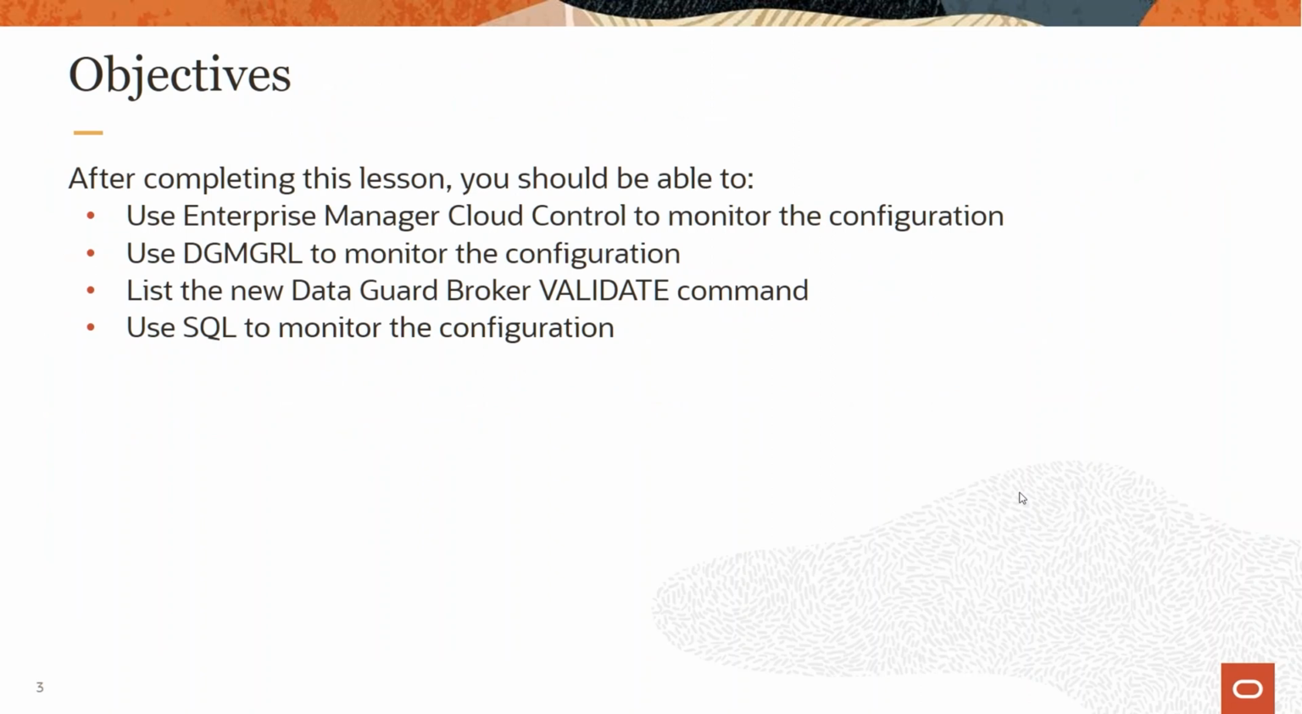In this lesson, we're going to discuss the way to monitor a Data Guard Broker configuration and its members using Enterprise Manager Cloud Control and using the Data Guard Broker command line interface. Then we're going to view the new Data Guard Broker validate command, and also we're going to use various V$ views through SQL Plus to monitor a Data Guard Broker configuration.